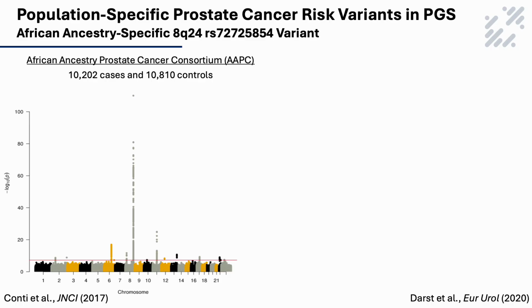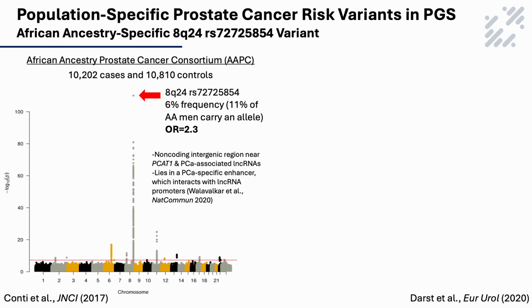Next, I'm going to talk about some ancestry-specific variants that we've included in our prostate cancer PRS. I'm just going to talk about this one example, an African ancestry-specific variant in the 8q24 region that I'll refer to as rs727 for short. This variant was initially identified in a GWAS of African ancestry participants on prostate cancer risk a few years ago. This included 10,000 cases and 10,000 controls.